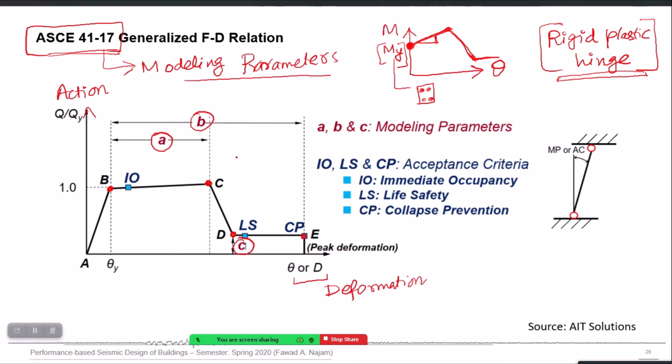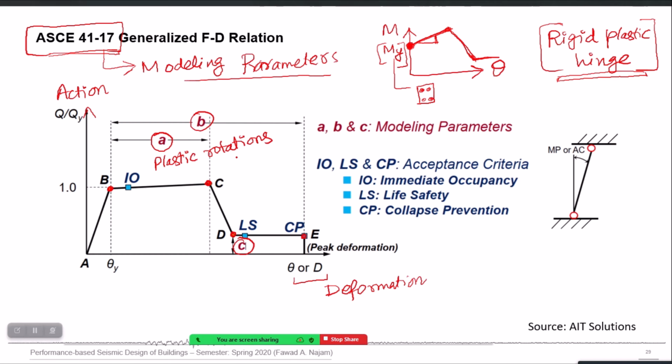Therefore ASCE 41 started directly and focused on the plastic rotation. So A and B are plastic rotations. Plastic rotation means that it doesn't include the elastic part of the rotation on the x-axis. So they start from theta y onwards. Therefore they are plastic rotations, and A is the plastic rotation up till the ultimate point, B is up till the last point on the curve.